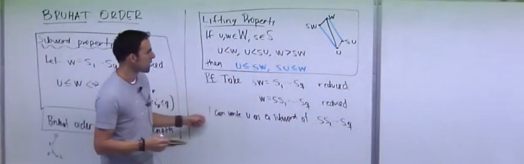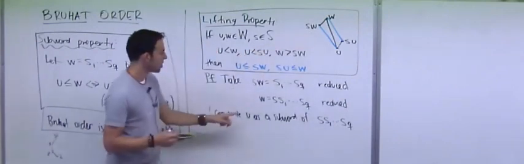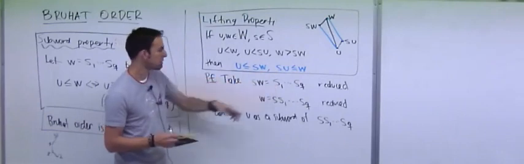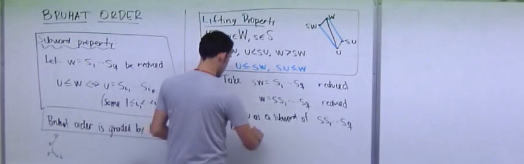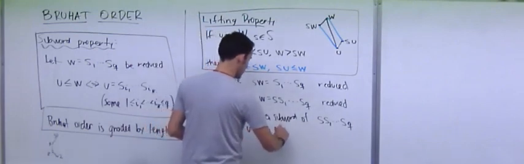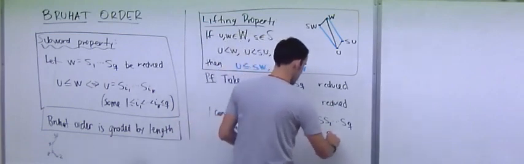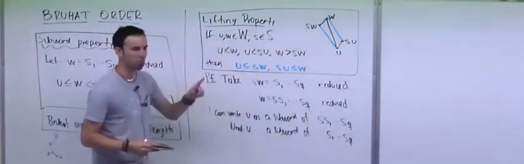Now, I would like to prove that U is less than SW. So what I would like to do is show that U is also a subword of this word. Okay? I need U to be a subword of the word for SW.